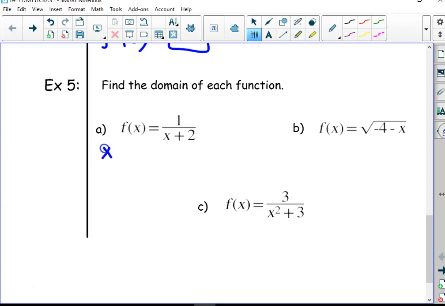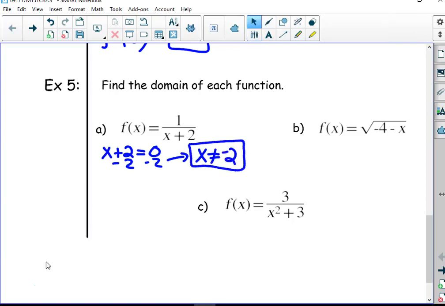And by the way, if it's not obvious that x has to be equal to -2, all you have to do is set that expression equal to 0, because that's the bad thing, 0 in the denominator, and then just solve. So this leads to the domain restriction, x cannot be equal to -2.